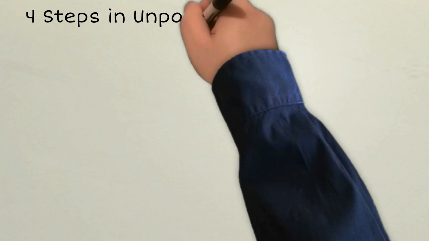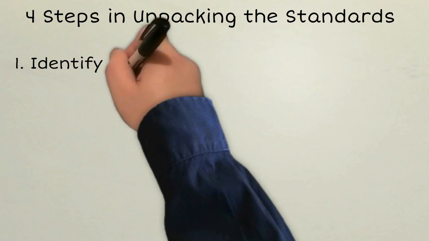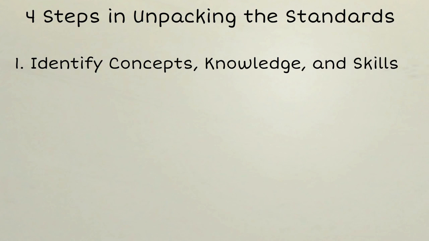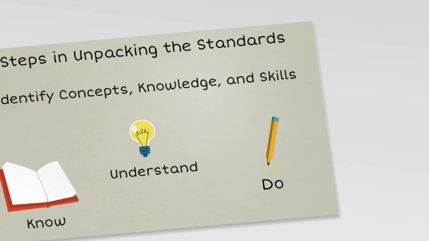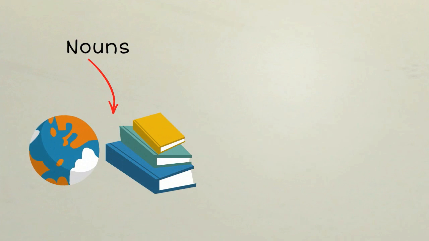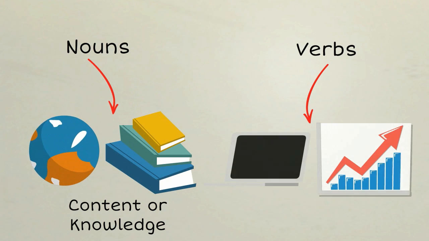What are the 4 steps in unpacking the standards? The first step is to identify what concepts, knowledge, and skills the standard statement addresses. In other words, what does it ask students to know, understand, or be able to do? In most cases, the nouns in the statement can be used to identify the related content or knowledge, and the verbs can be used to identify the related skills.